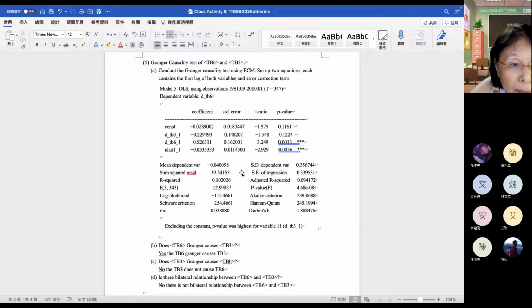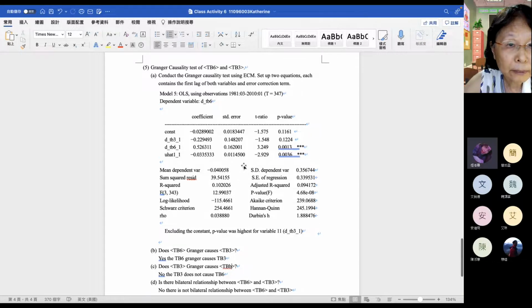Where is the evidence? I think you are trying to use the TB difference of the first leg of TB3. The probability is not significant. You're trying to use this one, right? Yes.